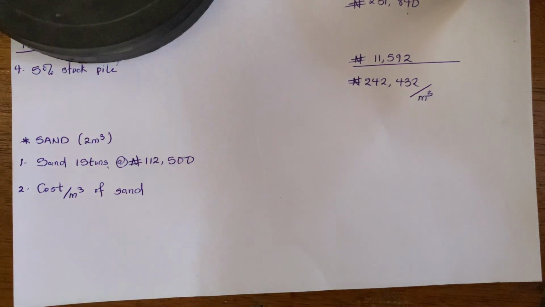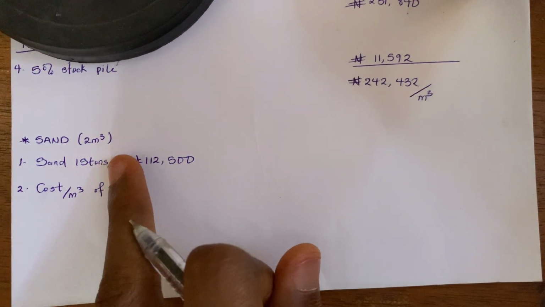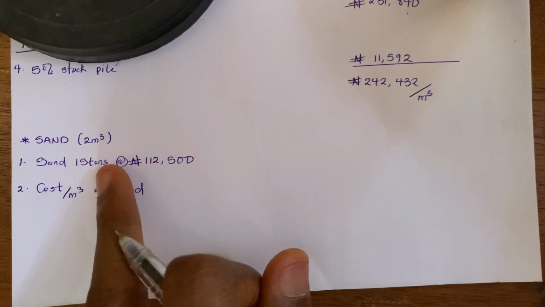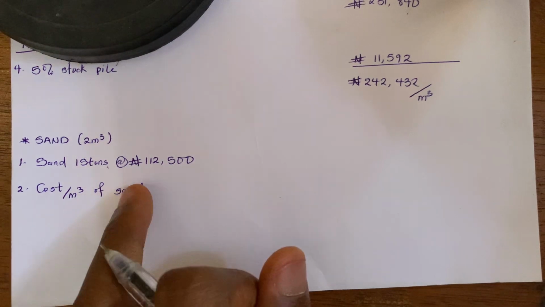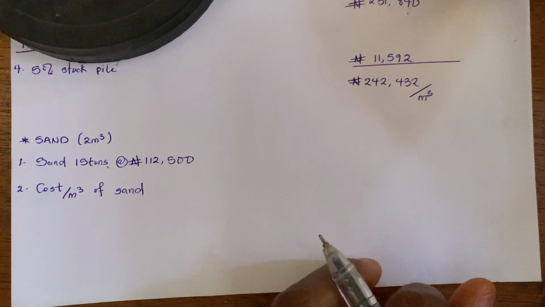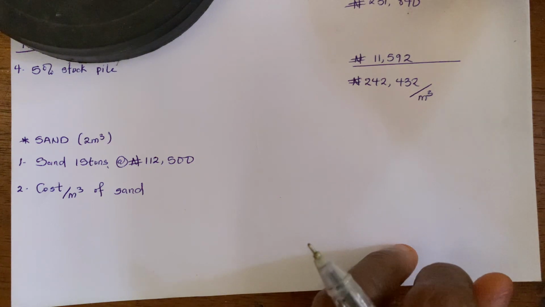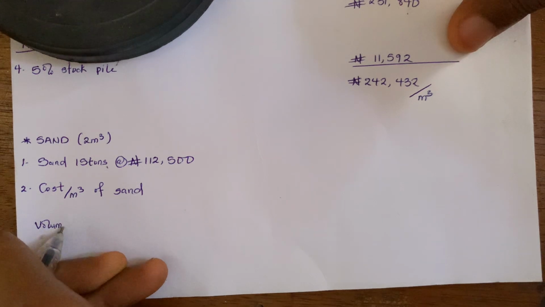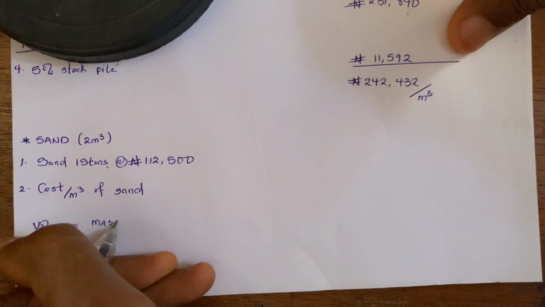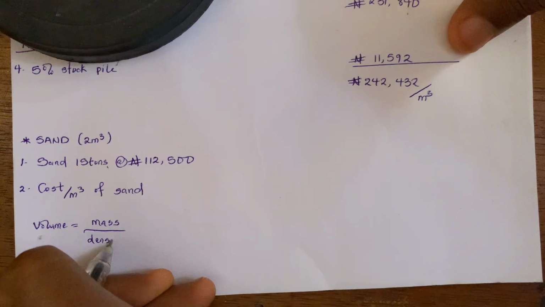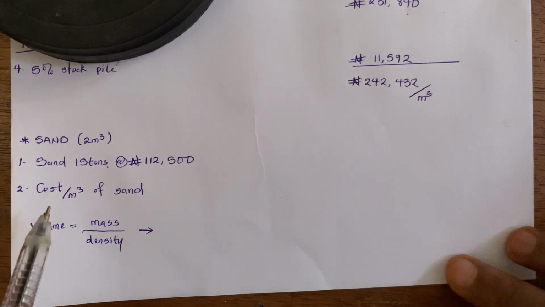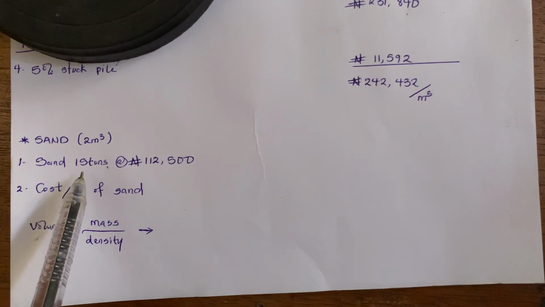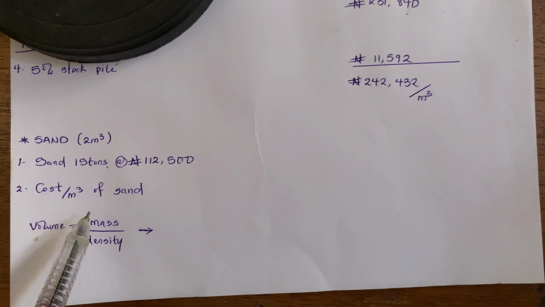So how do we do that? First, we need to know the equivalent of 15 tons of sand in volume. We need to know the volume of 15 tons of sand in cubic meter. And how do we do that? We do that by dividing the mass by the density. So volume is equal to mass over density. So we need to find what 15 tons is in cubic meter.